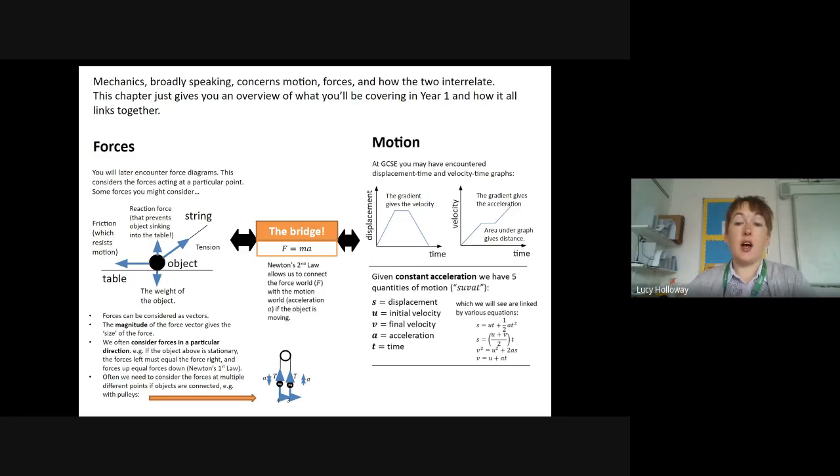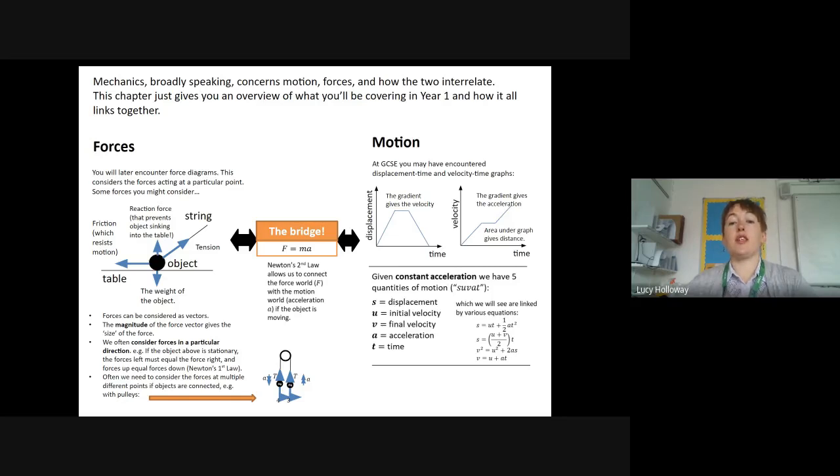because SUVAT uses the acronyms, the initial letters that we use to represent things that are involved in motion. So the A and the T, they're pretty obvious what they stand for, acceleration and time.